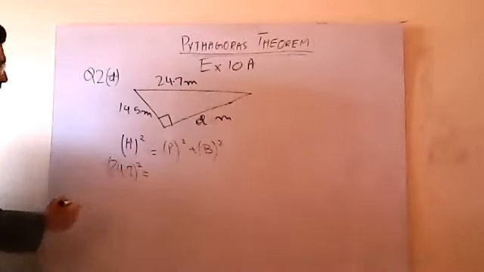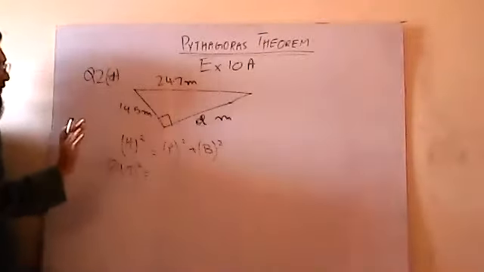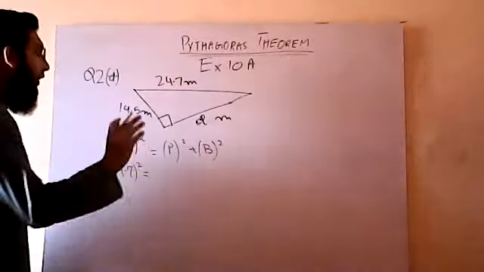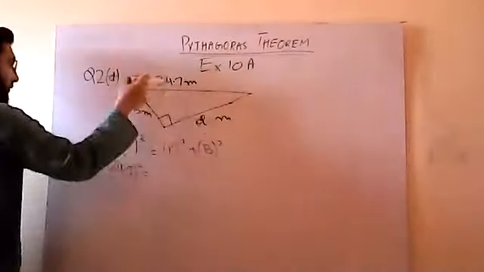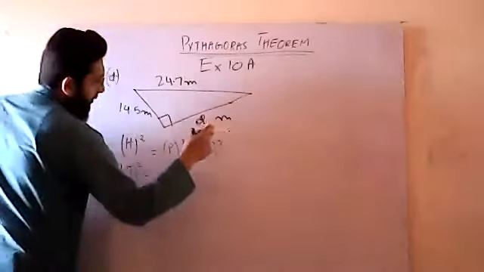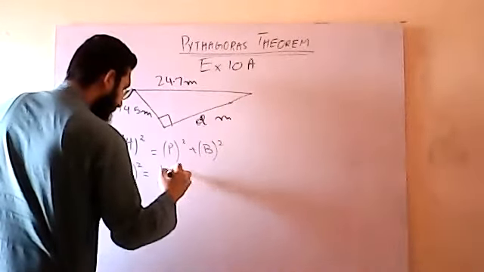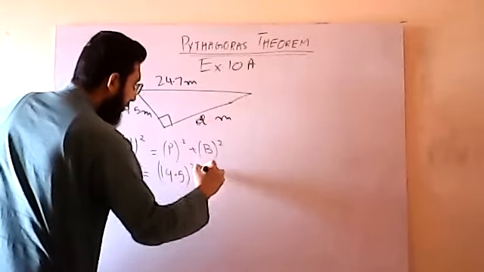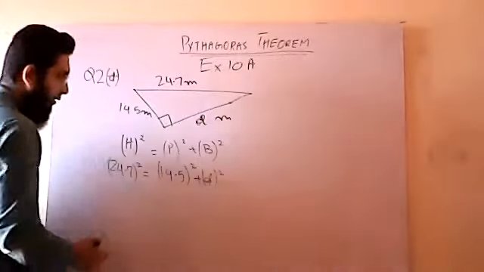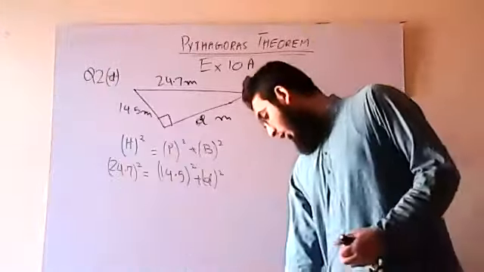That is equivalent to 14.5 square plus the d square. Like I said, you can take this as the base as well, or as a perpendicular as well. No worries. Now let me just do the calculations.